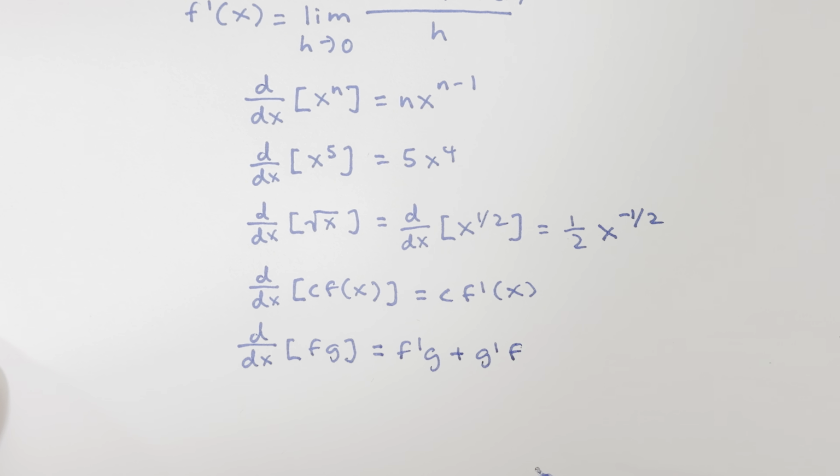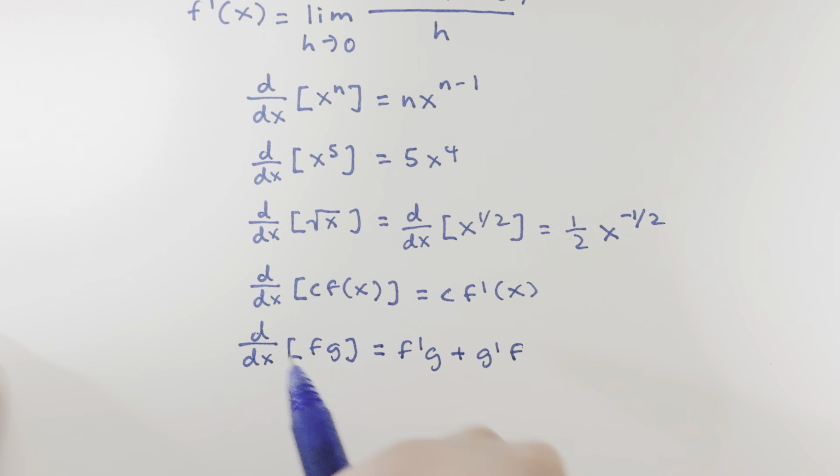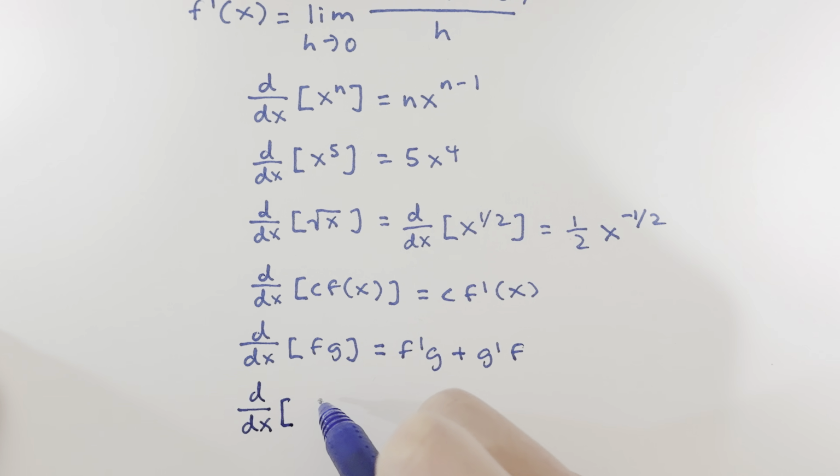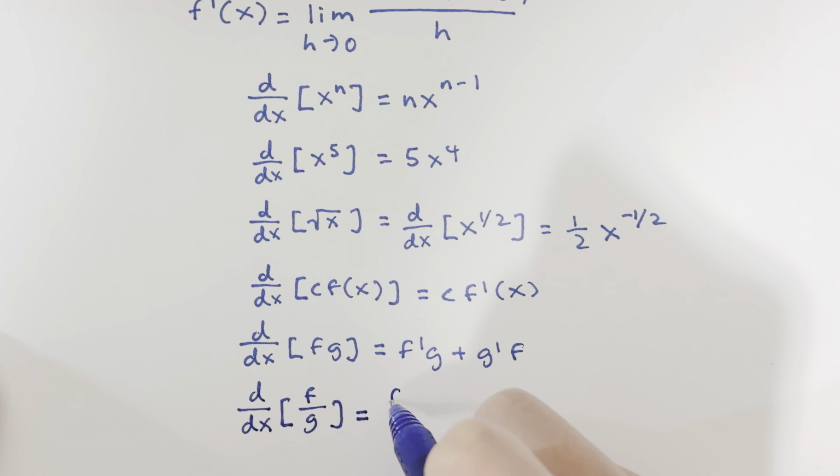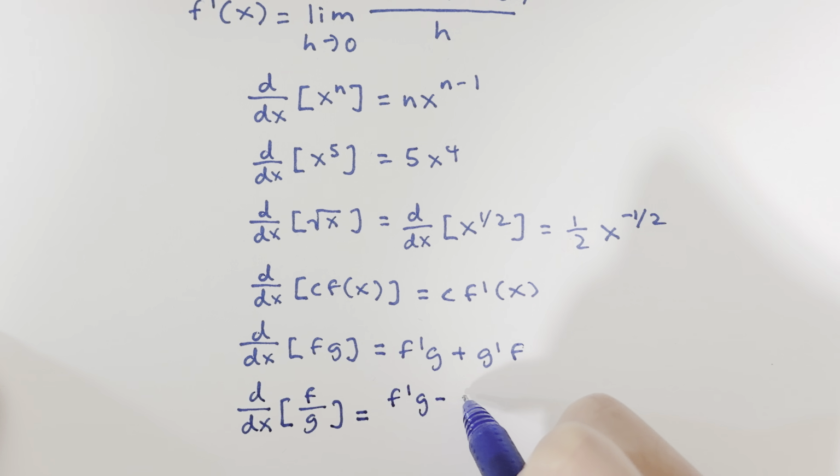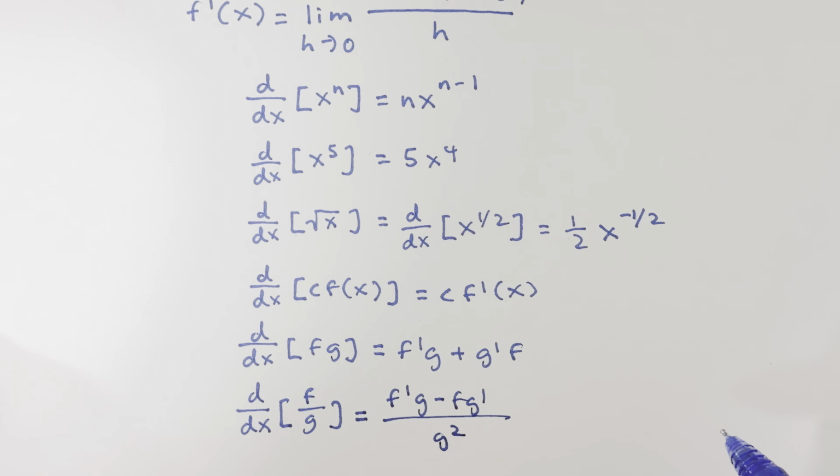Then is d over dx of the quotient of two functions, so f over g. Well, the mantra for this problem would be, first of all, it's f prime g minus f times g prime over g squared. To memorize this, just remember low d high minus high d low over the square of what's below. Now for quotient rule, the minus sign goes in the numerator, not the denominator. So that's the most common mistake.